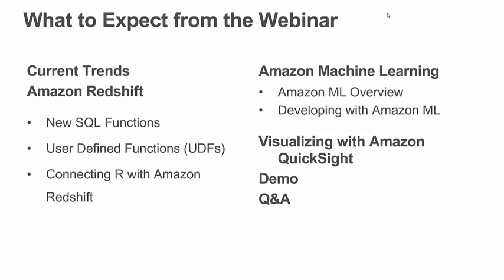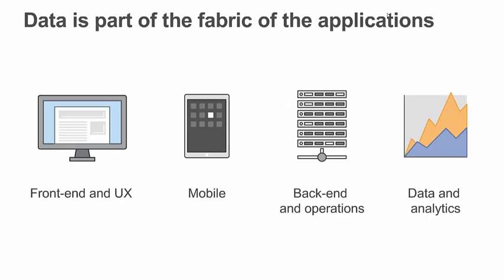In this webinar, we will start by looking at current trends in data-driven development. Then, look at how Redshift is evolving from a traditional data warehouse and expanding its capabilities to handle more sophisticated data analytics use cases. We will then discuss how to build advanced data-driven applications with Amazon Machine Learning, and then use Amazon QuickSight for visualization. Finally, Radhika will take over and do a brief demo, and then we will open up the session for Q&A.